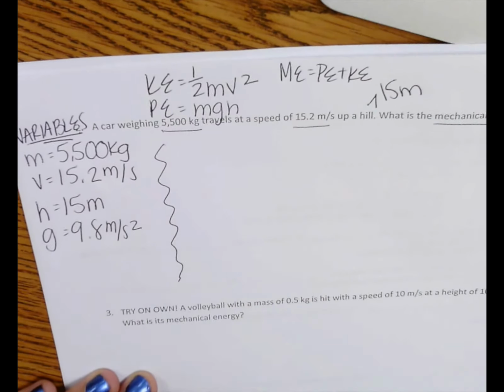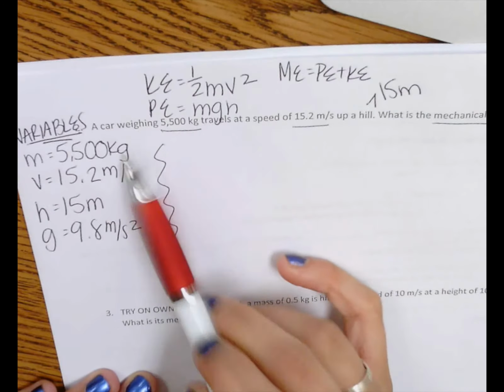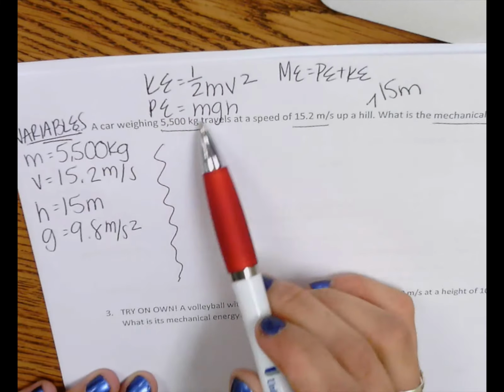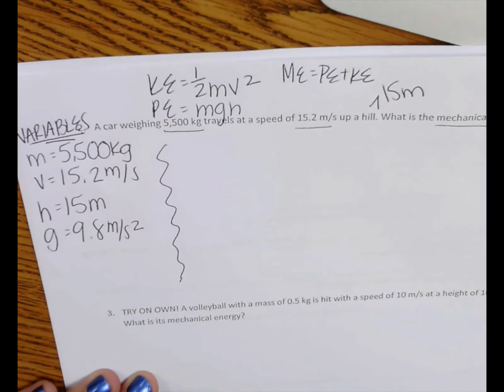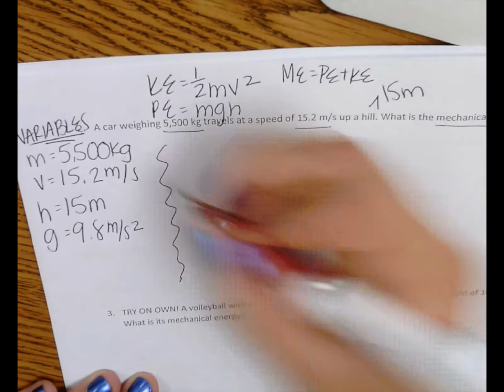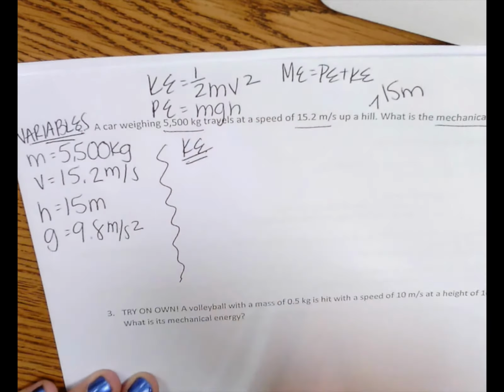So what can we solve for? Do we have the mass? Yes. Do we have velocity? Yes. Do we have gravity? Yes. Do we have the height? Yes. So we just need to solve for one of these first, and then we can solve for it from there. So the first thing that I'm going to do is solve for kinetic energy first, but you could do it the other way, okay?